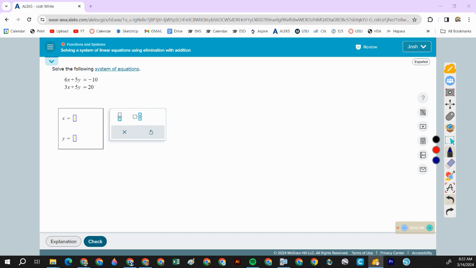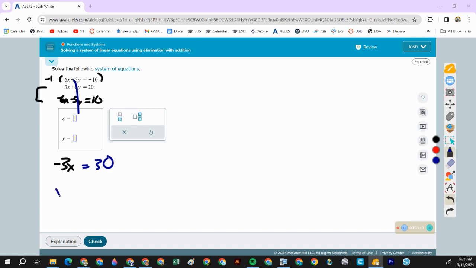I would use elimination here. I want the y's to cancel, and they're both 5y, but one of them needs to be negative, so I will times the top by negative 1. That gives me negative 6x minus 5y equals 10. Then I will add these two equations together. 3x minus 6x is negative 3x. 5y and 5y cancels. And 20 plus 10 is 30.